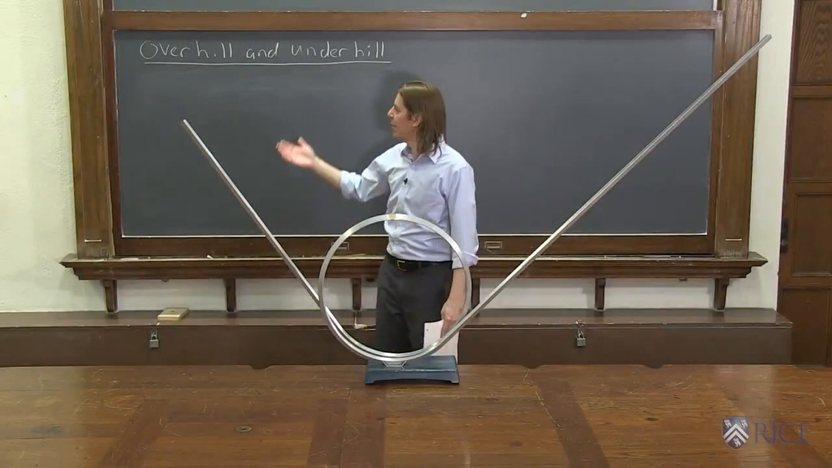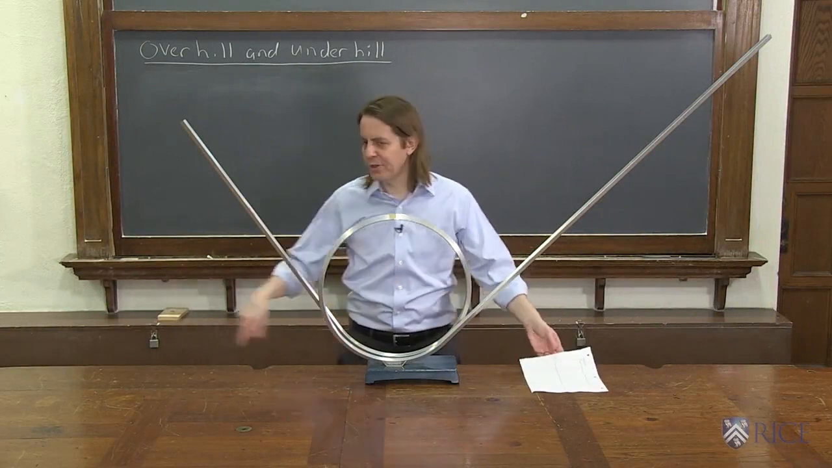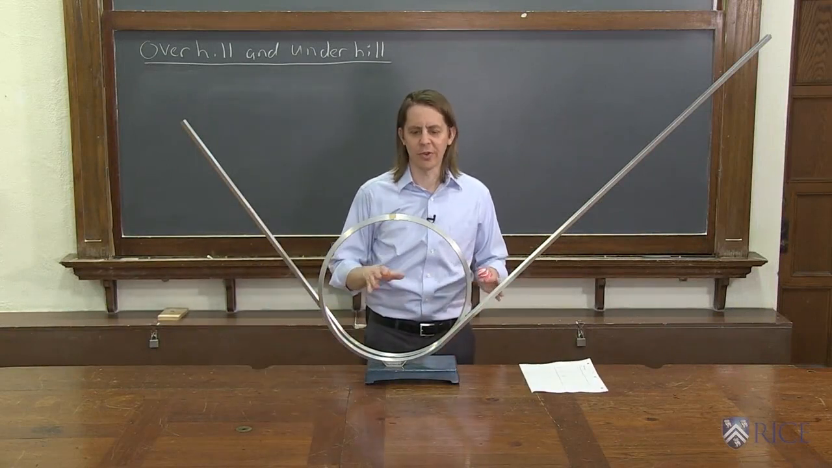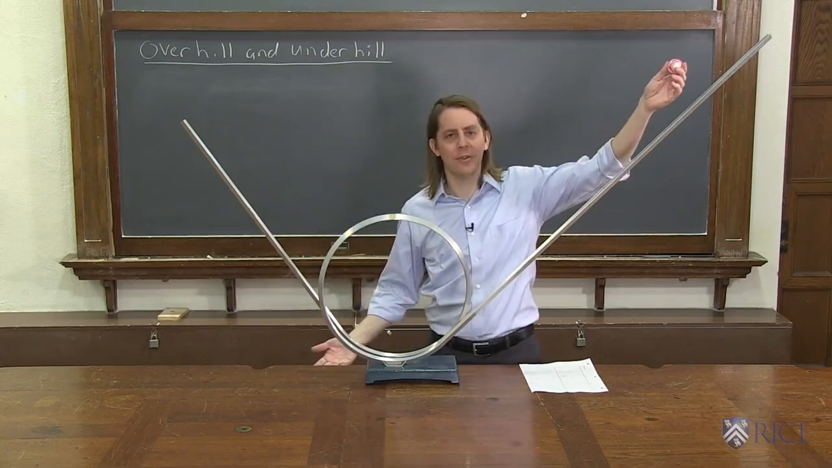Now we're going to do problems that I call overhill and underhill. These are problems where you imagine a ball or a mass on a track, and you want to know how fast it needs to go to stay on the track. So this is underhill. The ball's on a loop track. How fast does it need to go?